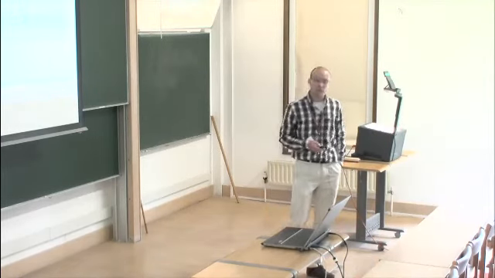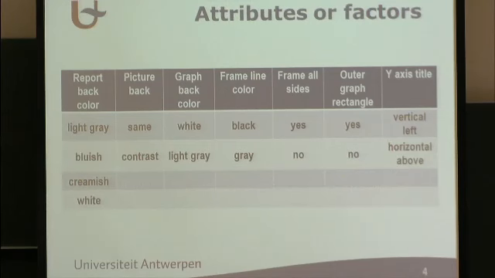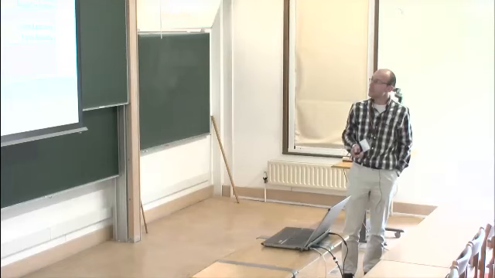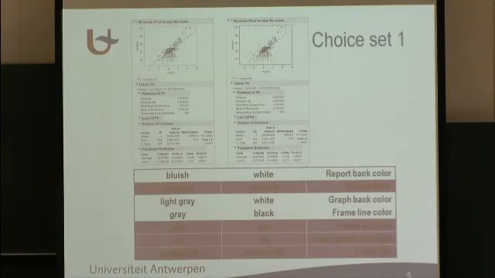In this experiment, 7 attributes were varied, and here you can see the names of all these attributes in the columns: the report background color, the picture background color, the graph background color, and so on and so on. The last attribute was the way in which the y-axis title was presented on the output displays. 6 of the 7 attributes had 2 levels, the last 6 here, and the first attribute had 4 different levels. And here you can see the first choice set again, now with the levels of all the 7 attributes in the 2 output displays in this choice set.